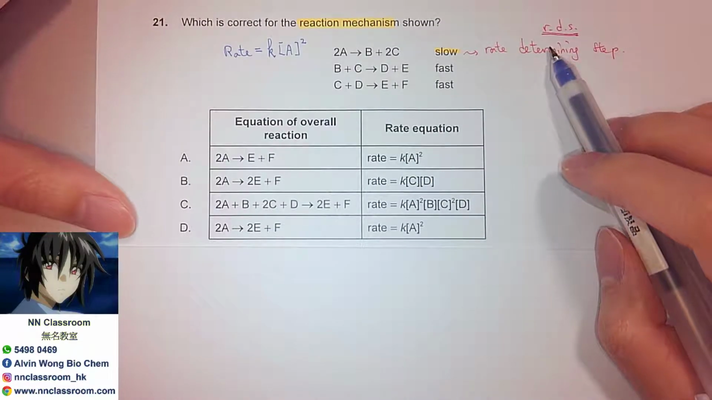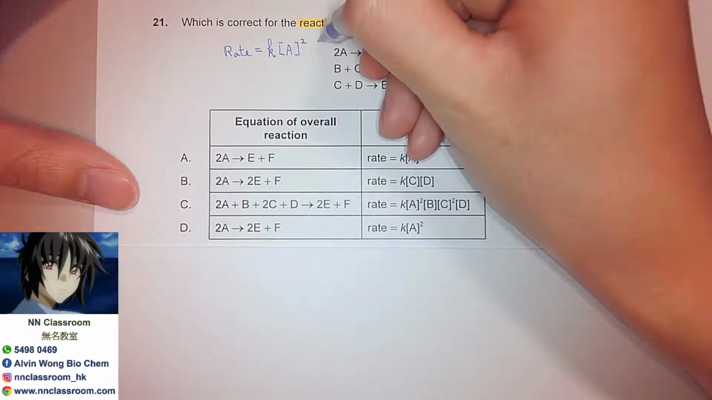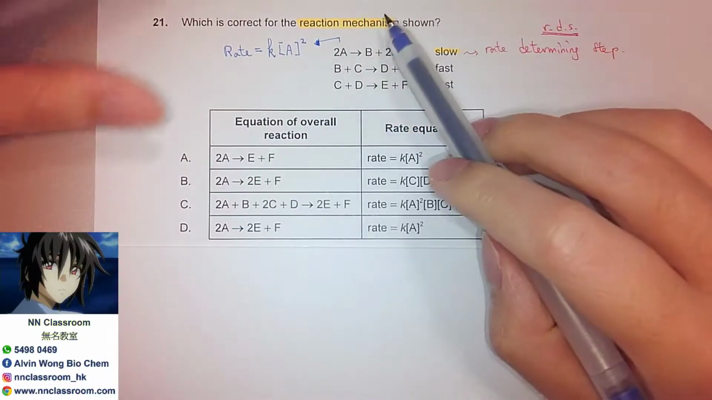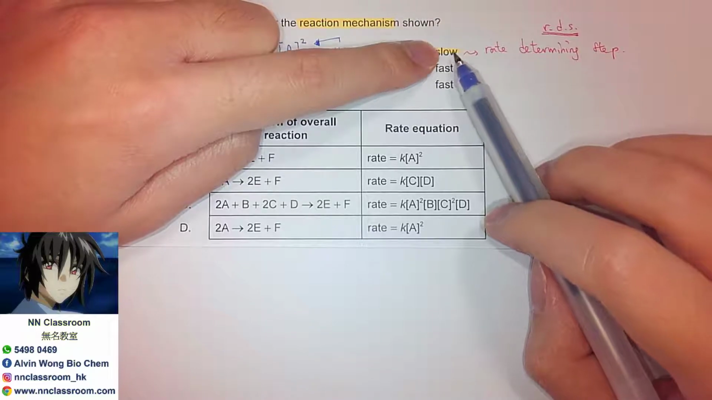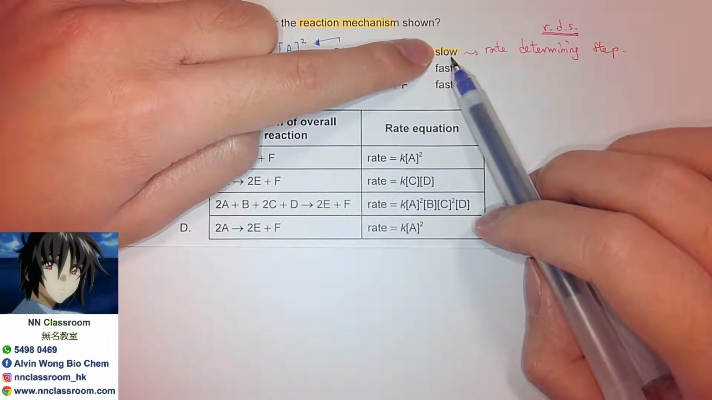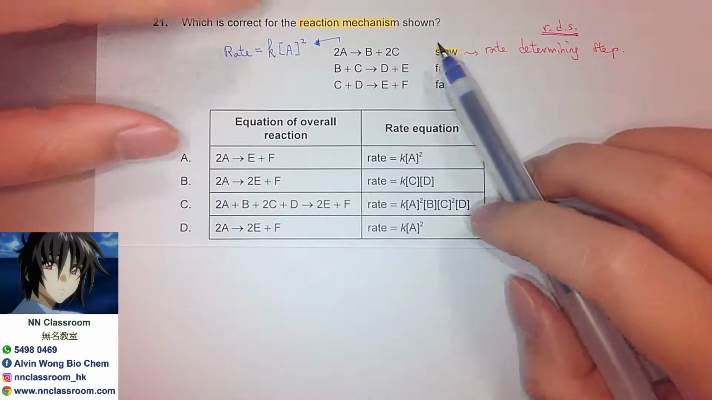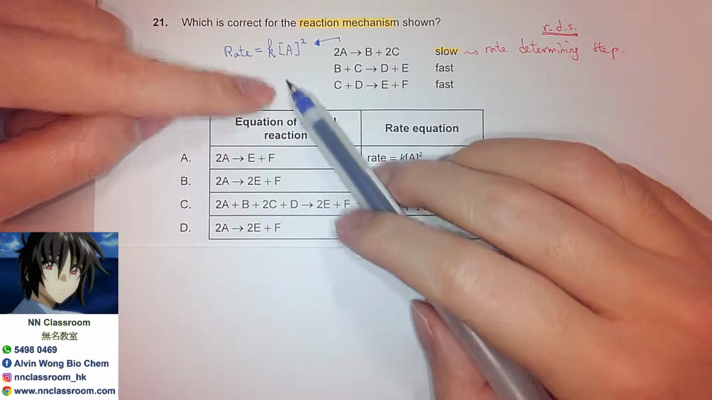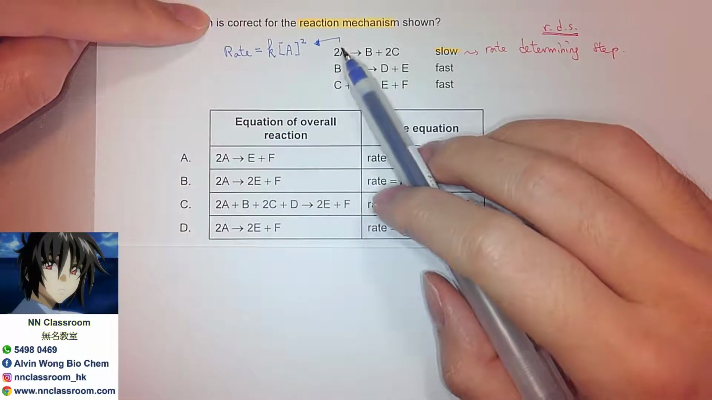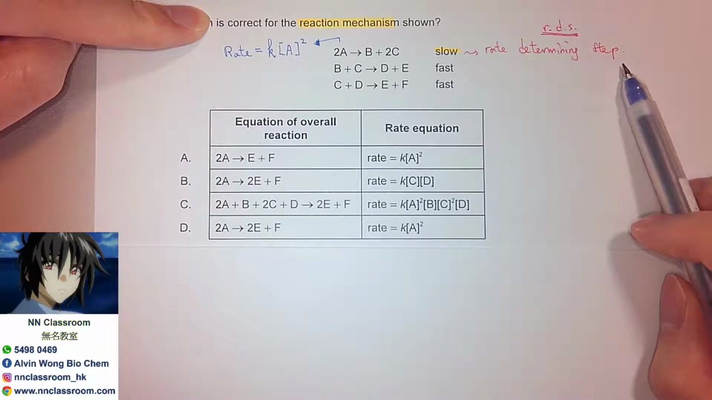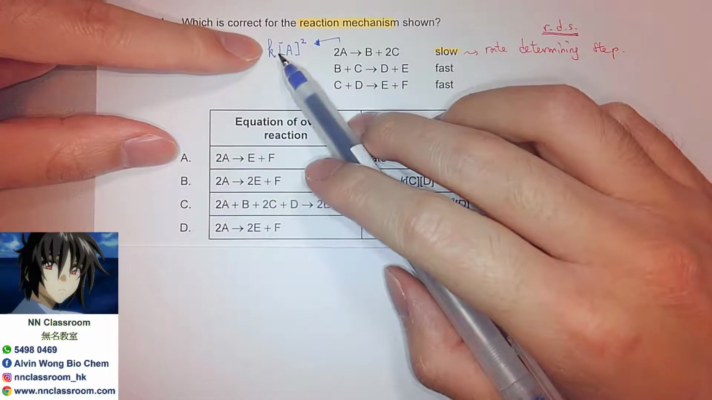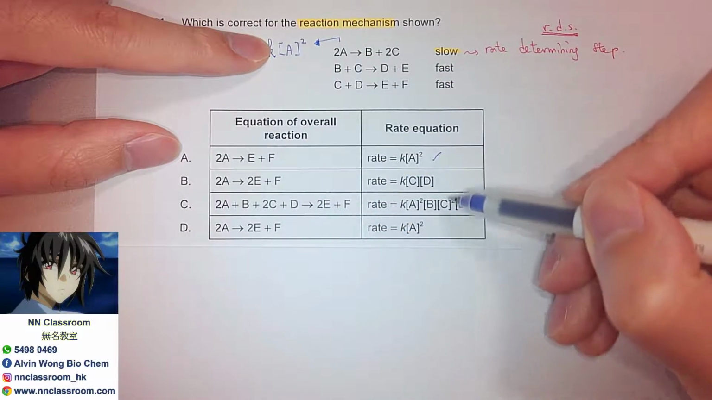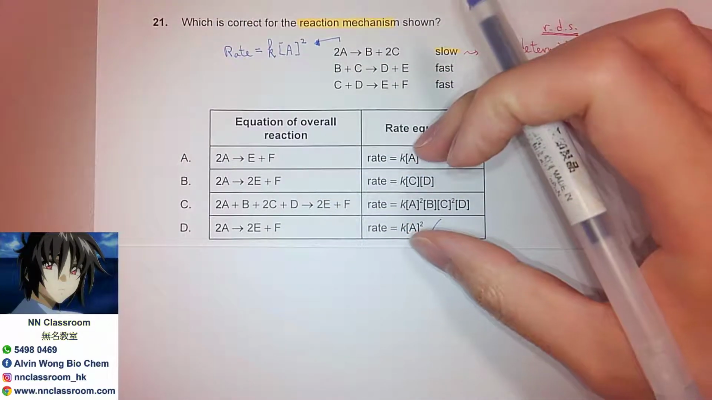Mind you that we can only deduce this concept when given the reaction mechanism, and from the mechanism we search for the slowest step. So this perfectly explains why we should never observe the overall equation and do this deduction. No, but only do such a deduction from the rate determining step. So that means obviously the rate equation should be something relating to A square. So that's why the answer is now limited to A and D, right?